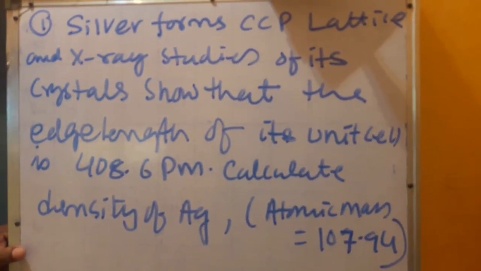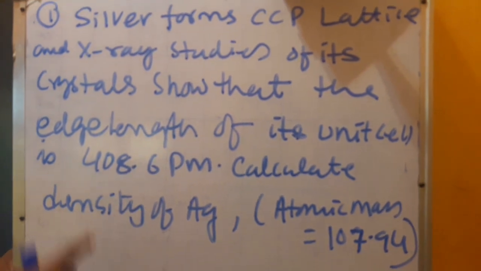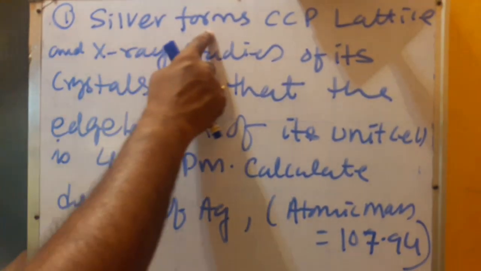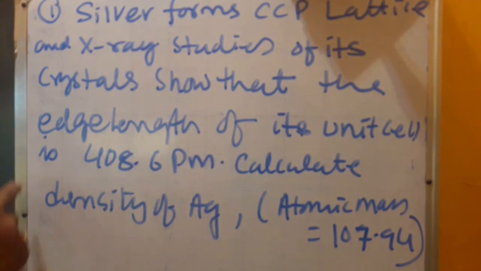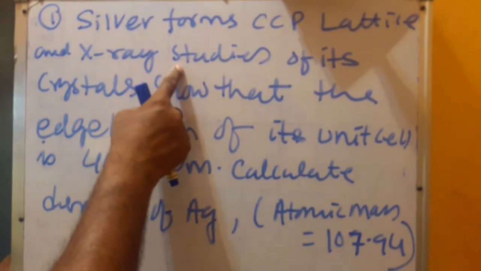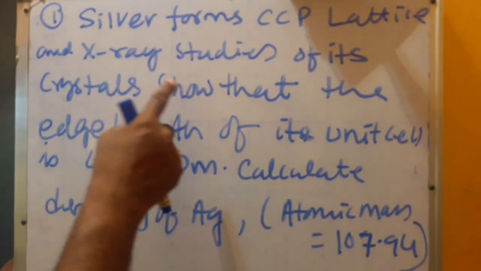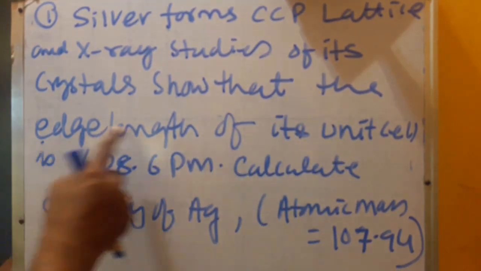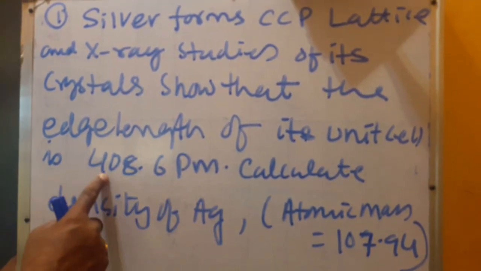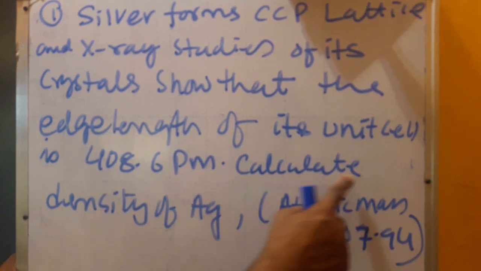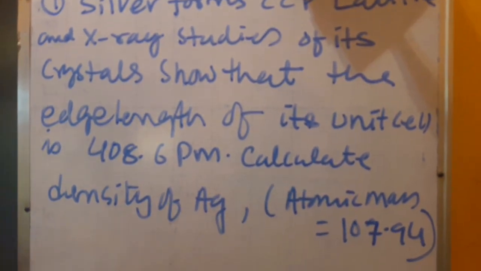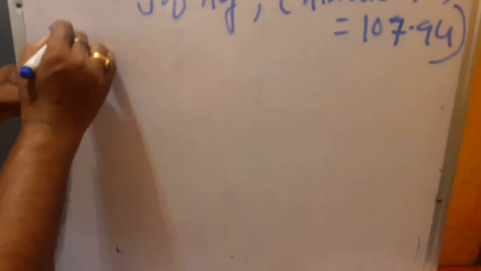So let us work out some numericals based on unit cell dimensions. Question number 1. Silver forms a CCP lattice, and X-ray studies of its crystals show that the edge length of its unit cell is 408.6 pm. Calculate the density of silver. Okay. Now students, let us solve this question.